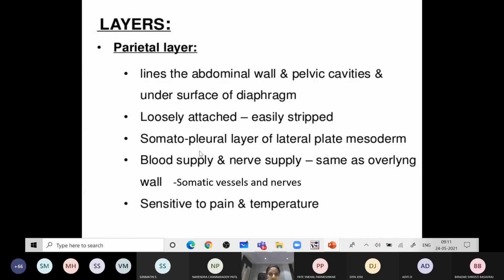Hence, the parietal layer is supplied by the vessels and nerves which supply the abdominal parietes, the somatic vessels, the body wall vessels, and the somatic nerves. As it is derived from the somatopleuric layer of lateral plate mesoderm and supplied by somatic nerves, it is sensitive to pain, temperature, and pressure sensations. Okay.